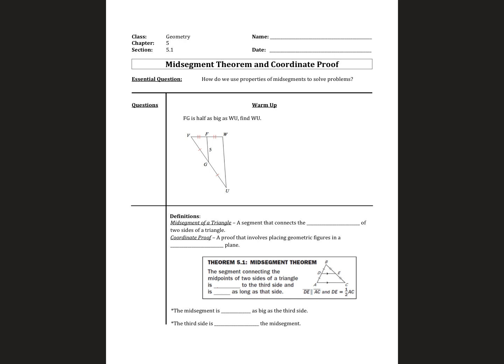We're continuing with Chapter 5 today. Chapter 5 is kind of all about measures of center of triangles. So there's certain perpendicular bisectors, altitudes, different parts of triangles. There's certain types of where the altitude meets or the perpendicular bisectors meet, all those things. And it's just kind of a cool chapter, I think. So let's go ahead. The name of this lesson is midsegment theorem and coordinate proof. Our essential question is, how do we use properties of midsegments to solve problems?